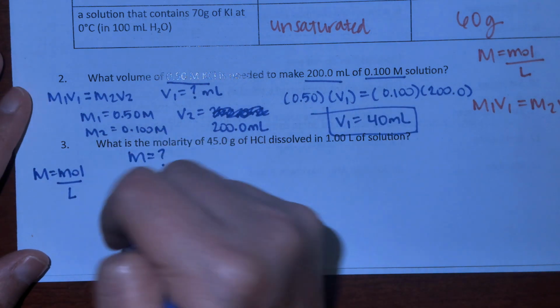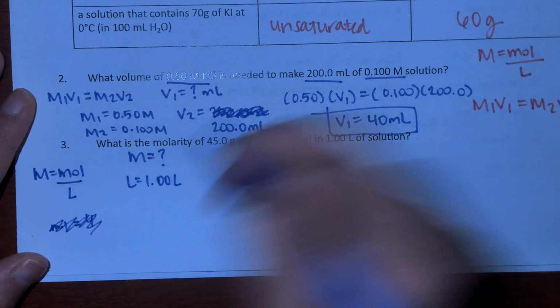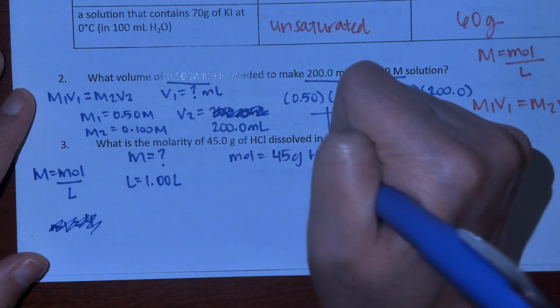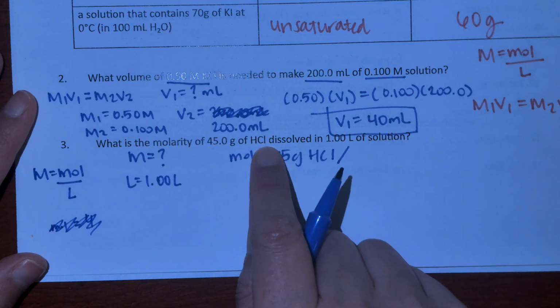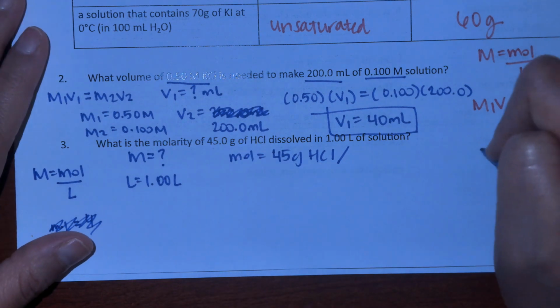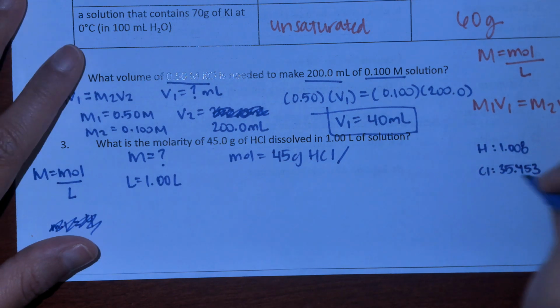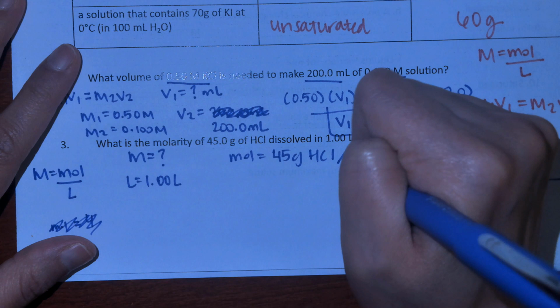We've done this before. So mole equals, let me write it right here. Your mole will equal your 45 grams of HCl divided by your molar mass of HCl from the periodic table. So you have to find your mass of H plus your mass of chlorine. You add them together, that's your molar mass. So put that to the side. H is 1.008. Cl is 35.453. Add them together, you get 36.461. So that is what you divide 45 by.